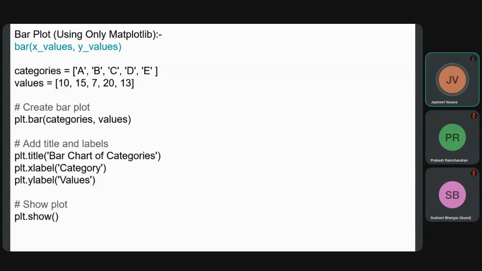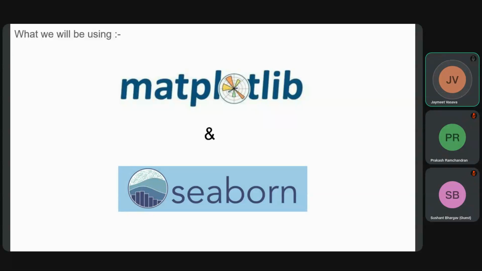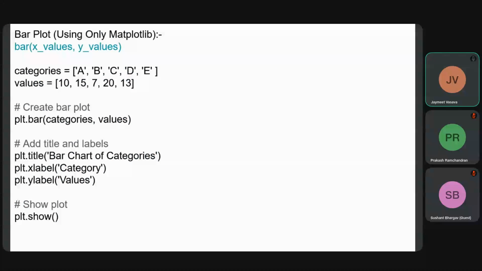First we'll be discussing a bar plot. Because we are just introducing these two libraries, we'll be using a very simple program to discuss them and show how they operate. So I have taken a list called categories and a list called values, and both of them have their own elements contained within them.